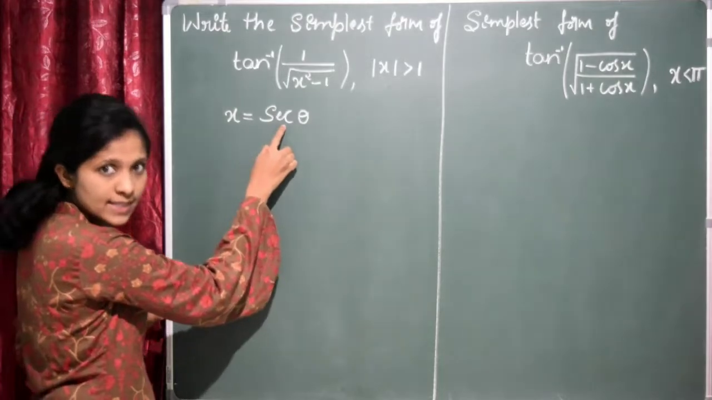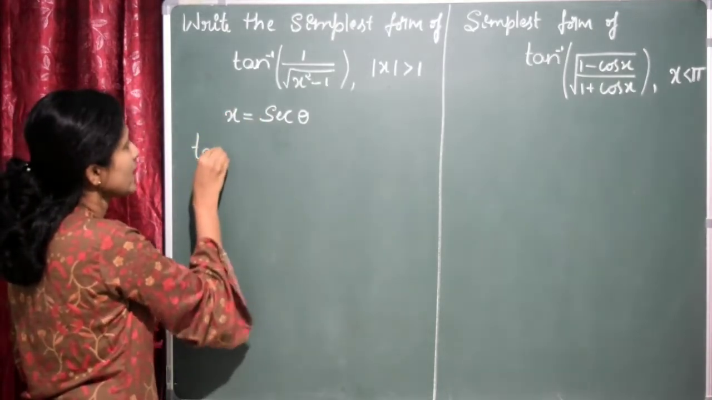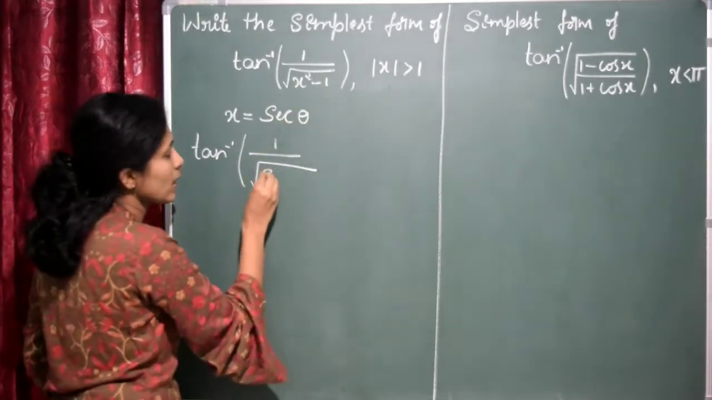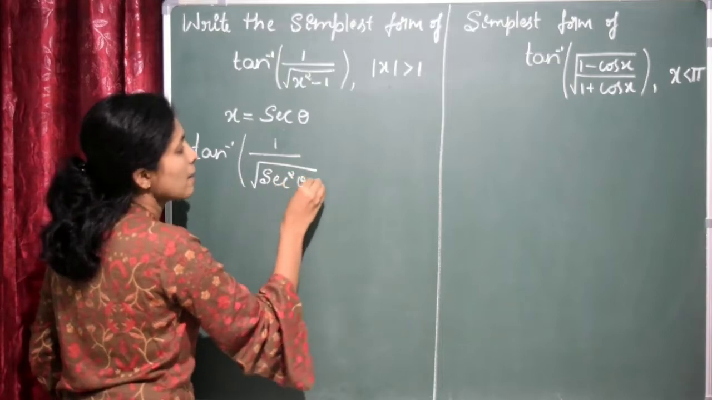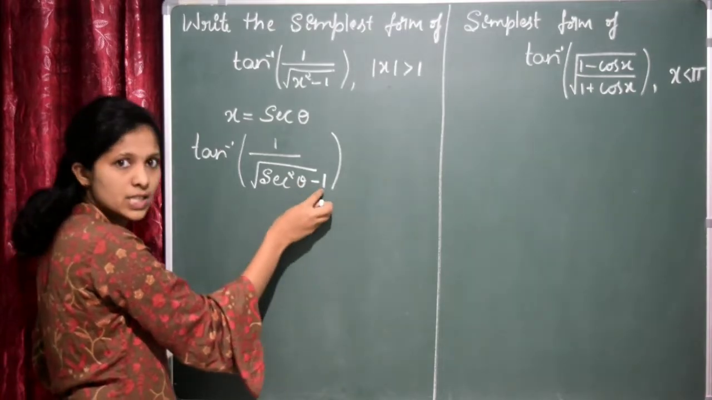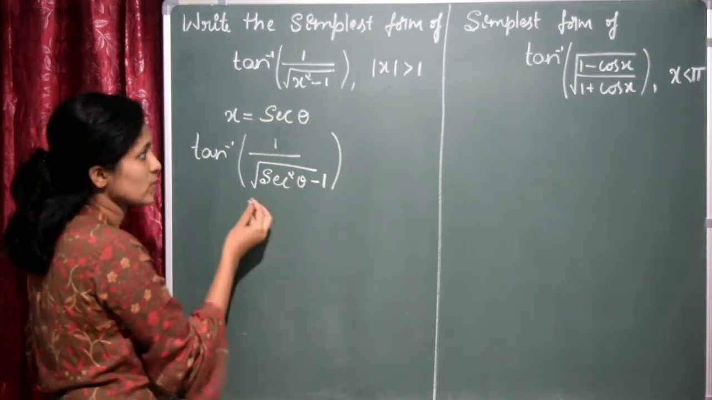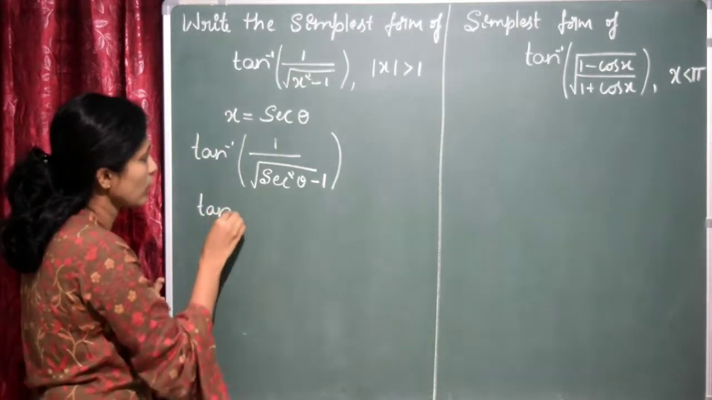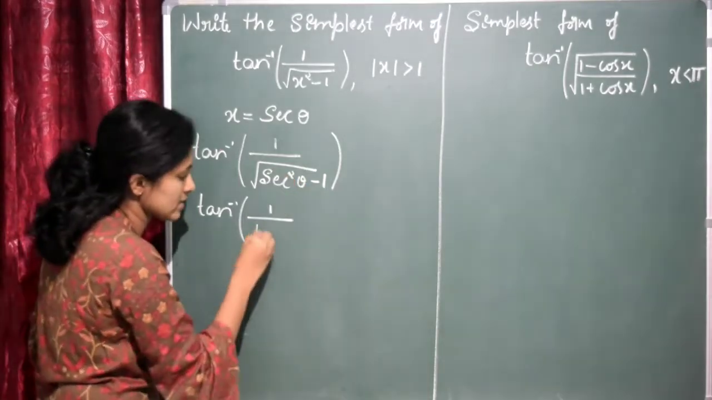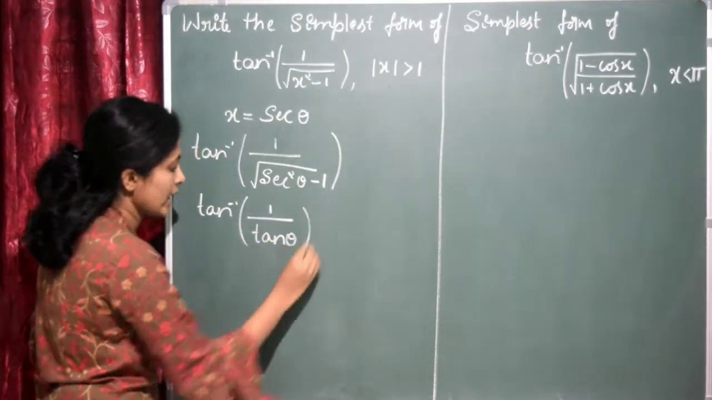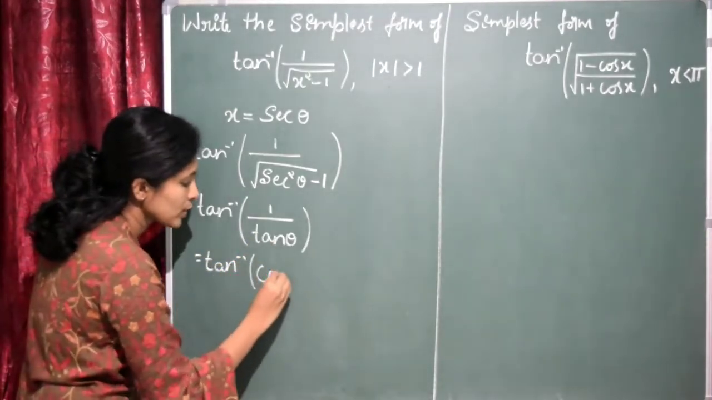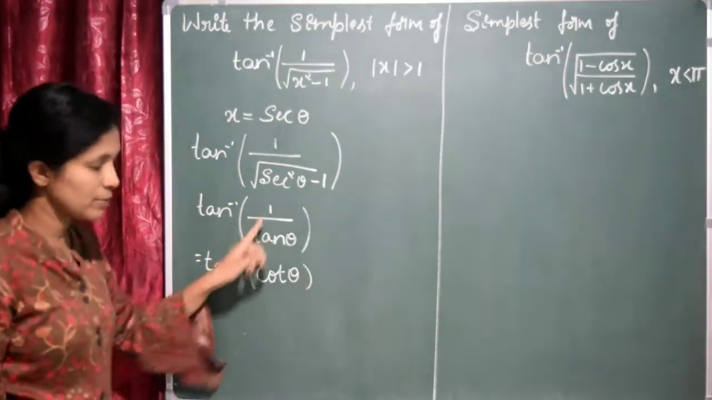If I substitute x as secant theta, now this one can be written as tan inverse of 1 by root of secant square theta minus 1. What is secant square theta minus 1? It will be tan square theta. So this one can be written as tan inverse of 1 by square root of tan square theta. Square and square root will get cancelled. This is 1 by tan theta. Again this is equal to tan inverse of 1 by tan theta, which will be equal to cot theta. 1 by tan theta is cot theta.